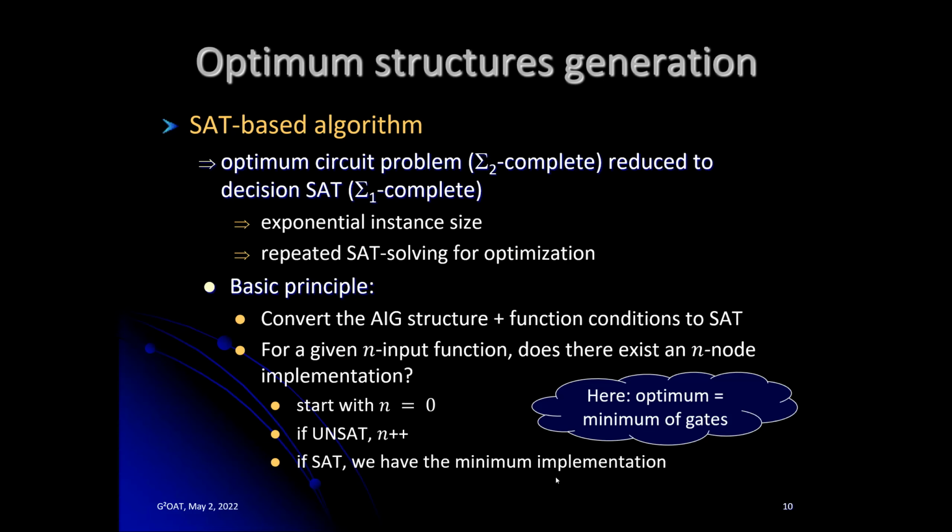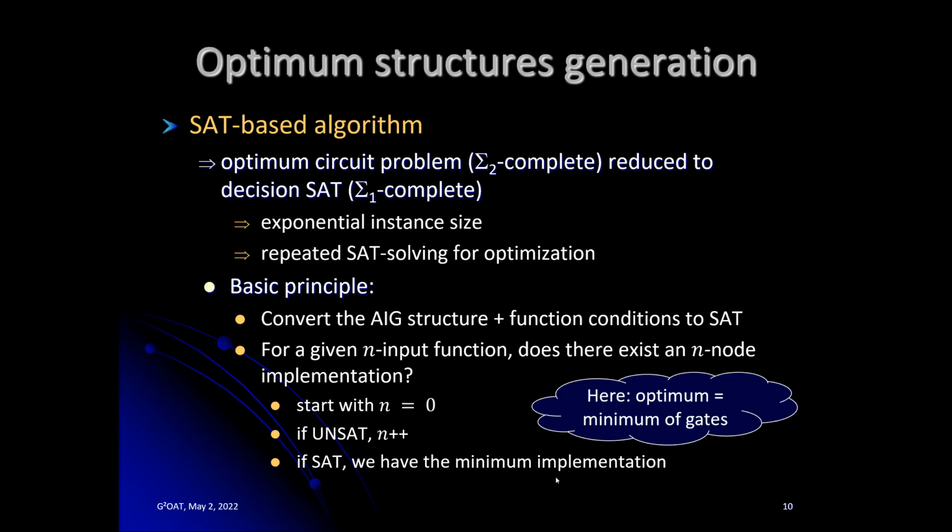Okay, how it works. So the trick is that, okay, we want to construct the optimum AIG. How to do that will be presented on the following slides. So for now, I will say we just convert the AIG structure plus some function conditions to a SAT instance, so CNF. And we ask a question for a given n input function. So try to remember that for some time. N is the number of inputs. I will be using this later on, so that's why it's important.